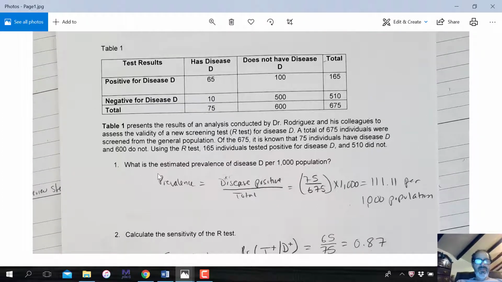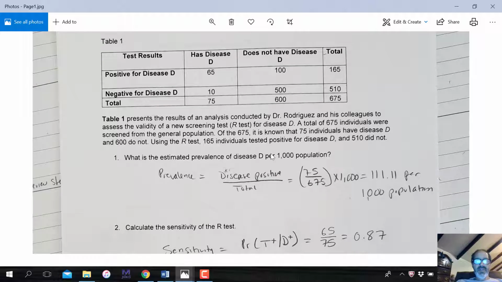So first thing we want to know is, what is the estimated prevalence? So prevalence is the amount of current cases right now, whether they're new or they're existing or not, or new cases. That's prevalence. So prevalence is the number of disease positives divided by the total, and I'm asking it per 1,000 individuals. That's my rate base.